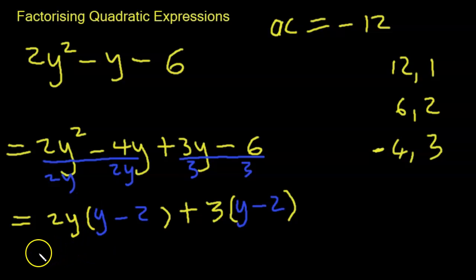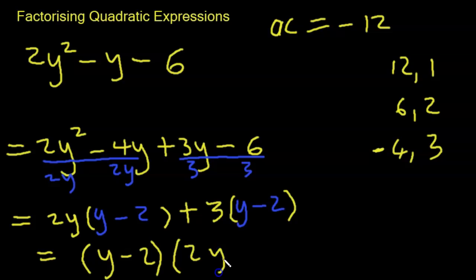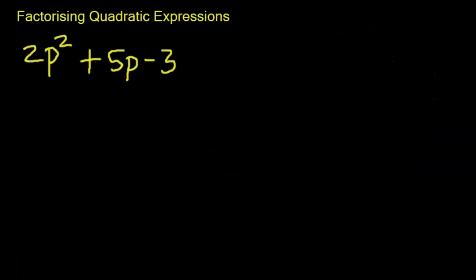Alright, so our common factor, and by the way, we always get a common bracket here, y minus 2. We factor out y minus 2. And what we have now, 2y plus 3. And it doesn't matter which bracket you put first, because multiplication is commutative, so the order is not important. You could have put the 2y plus 3 first, and the y minus 2 after. Alright, so that's that. We have another one.